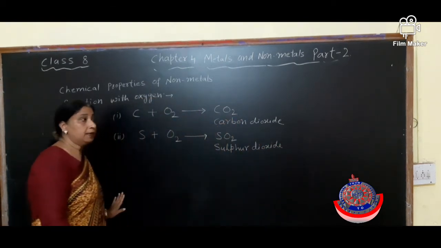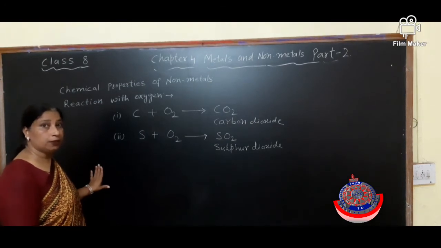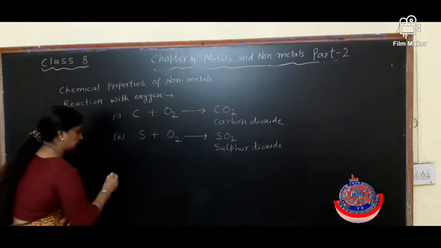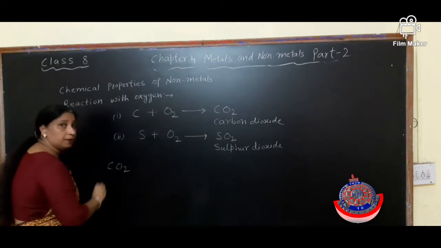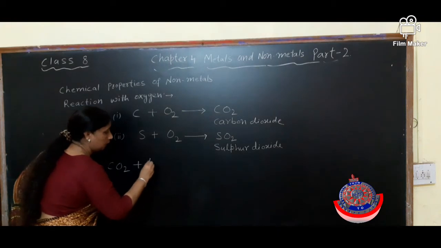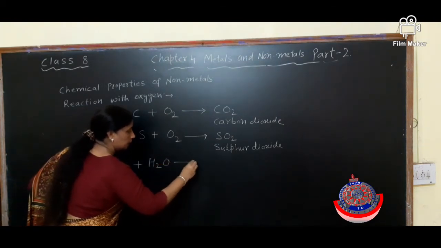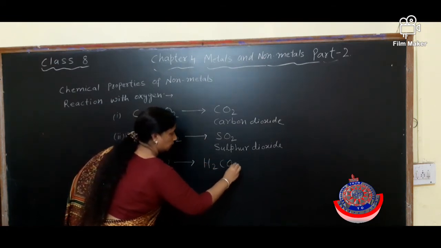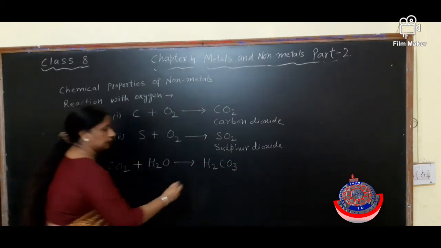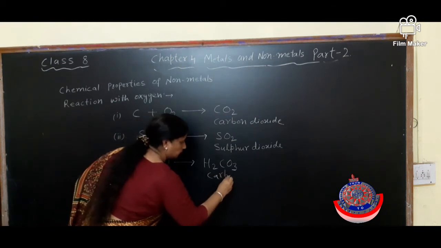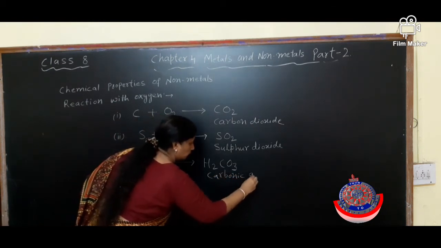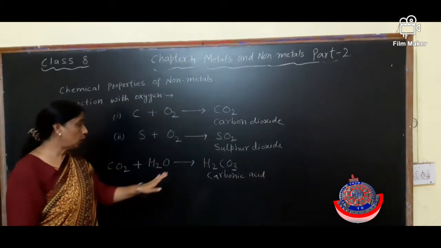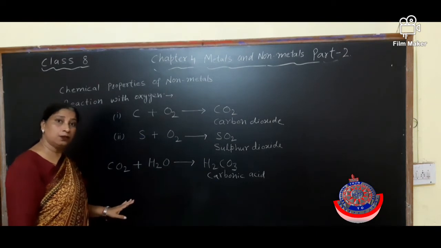When these non-metallic oxides dissolve in water, they form acid. Number 1, like carbon dioxide. This is a non-metallic oxide. When it dissolves in water, it forms carbonic acid. Like this only, when sulfur dioxide dissolves in water, it forms sulfurous acid.